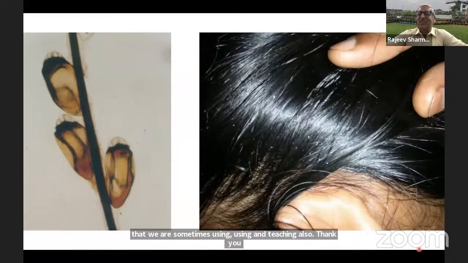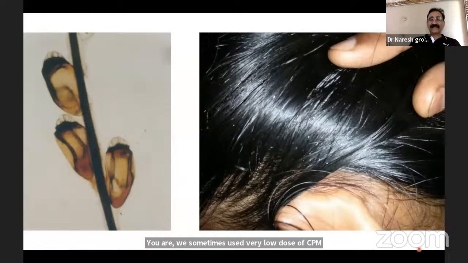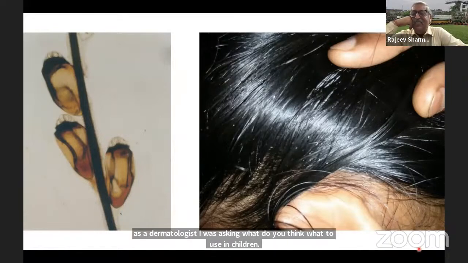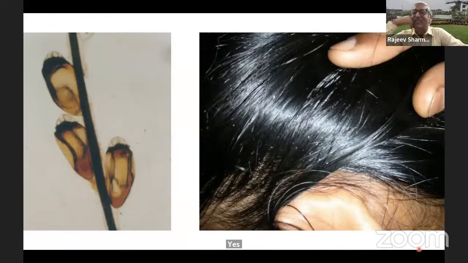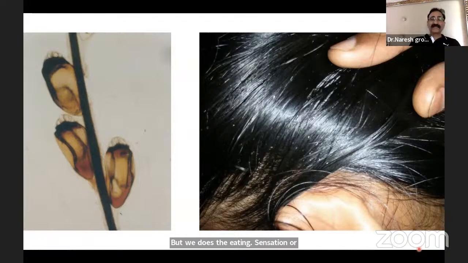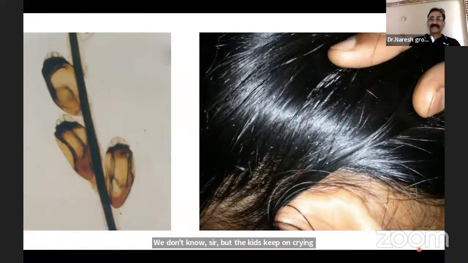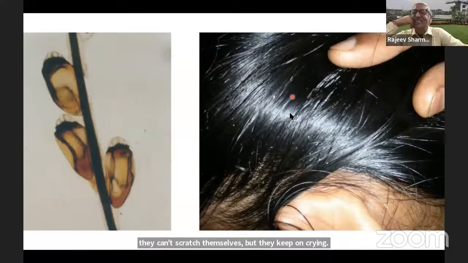But as a dermatologist, I was asking about itching, what to use in children less than 6 months, less than 2 months. That is Atarax only, sir. But does the itching sensation or the scratching develop before 6 months or 1 year? We don't know, sir, but the kids keep on crying. Yes, they are irritated. They don't know what to do, so they cry. They can't itch, they can't scratch themselves, but they keep on crying. And so we can use emollients and some topical lotions, sir.